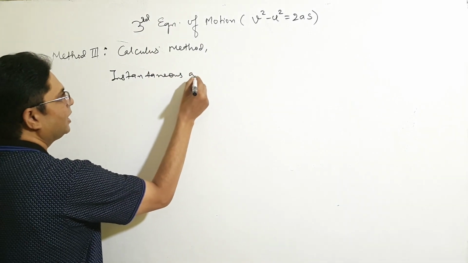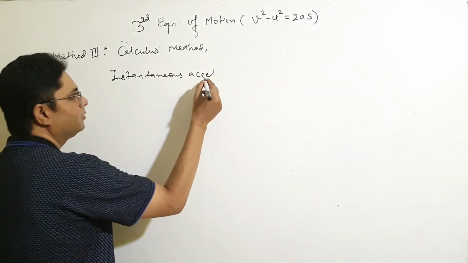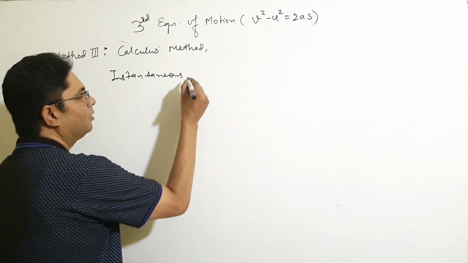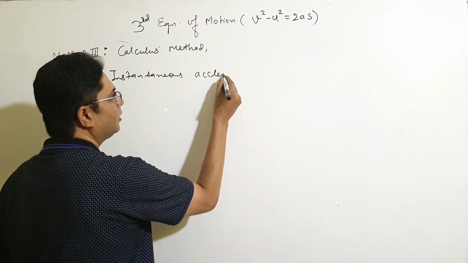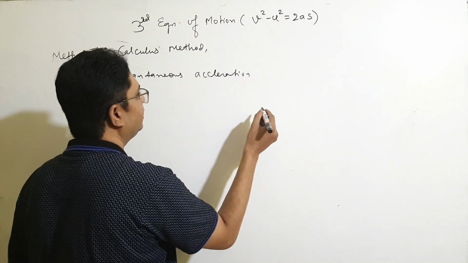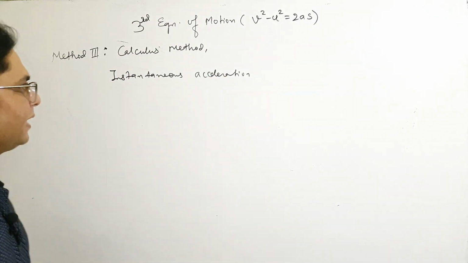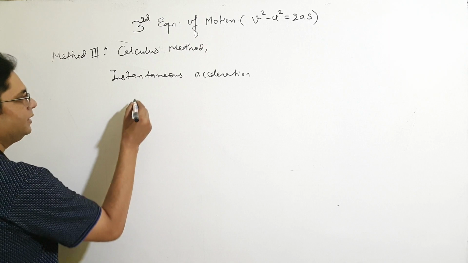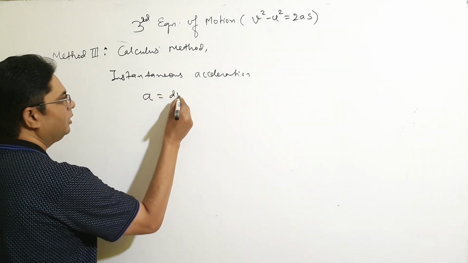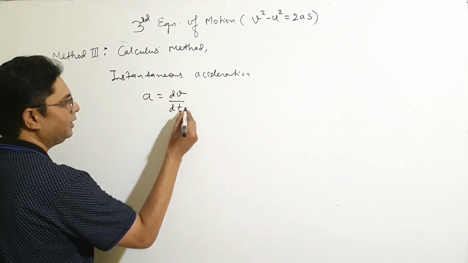Instantaneous acceleration. What is the instantaneous acceleration? This is a is equals to dv upon dt.